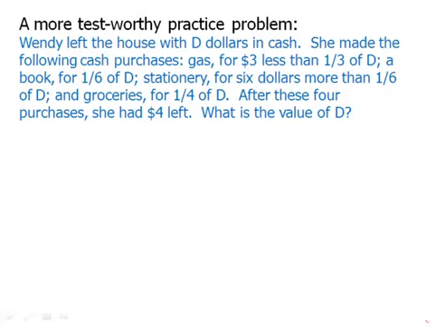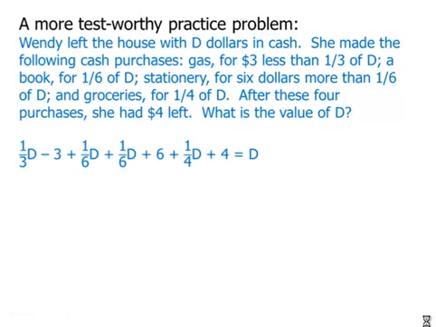Well, very fortunately, they give us a variable, so we'll just stick with that variable, and everything is expressed in terms of that variable. So we can say D minus 3, that's the gas, plus 1/6 D, that's the book, plus 1/6 D plus 6, that's the stationery, plus 1/4 D, that's the groceries, plus the $4 left, all that together add up to D.